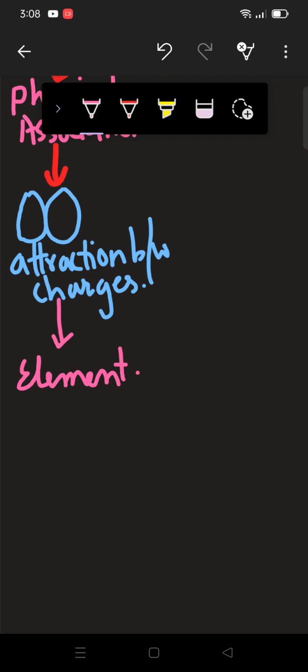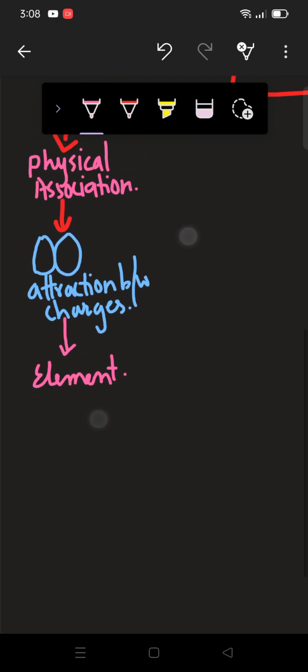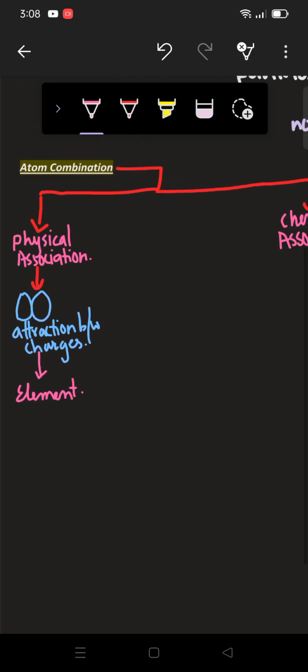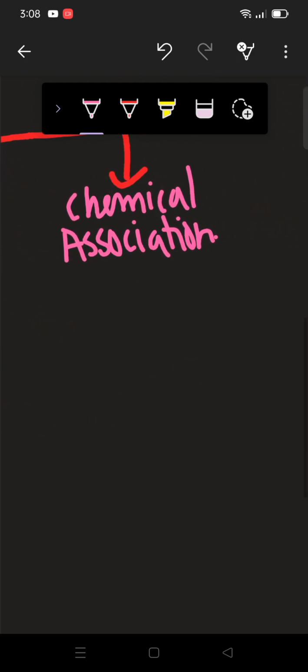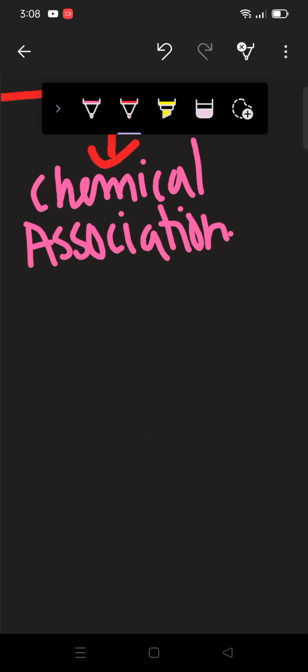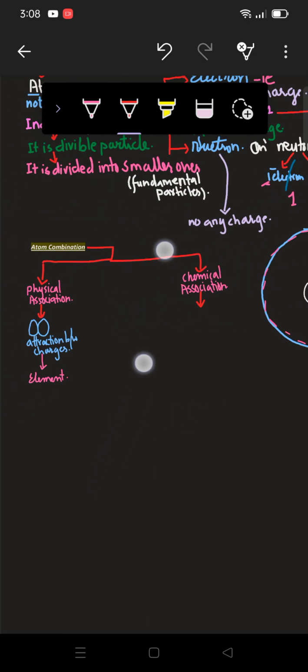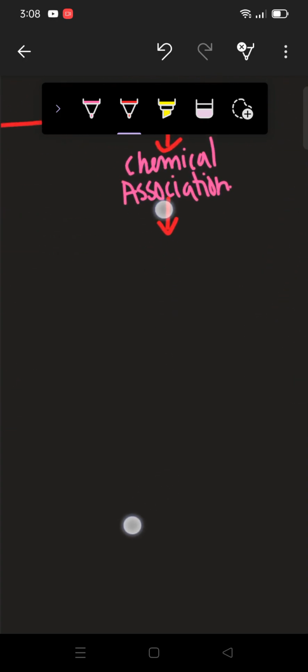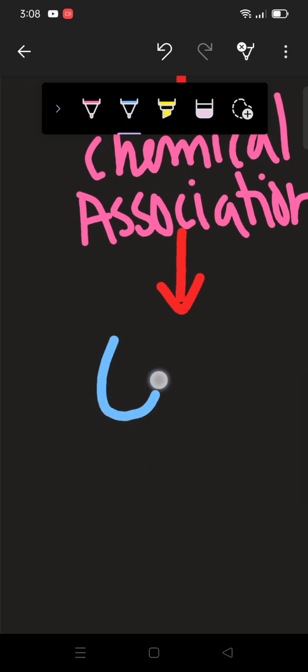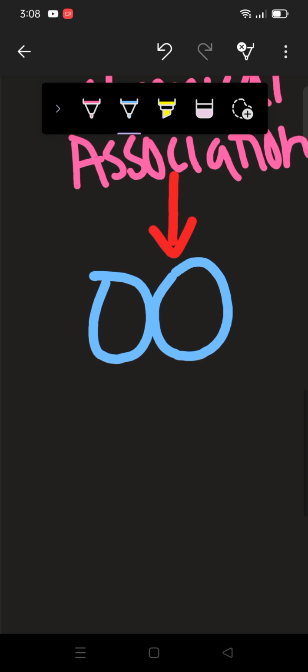Alright, so an element is nothing but the combination of two same type of atoms, combined together by physical association. There is an attraction in the charges, not between the electrons. In the chemical association, there is an attraction between their electrons. So here, for example, I have two atoms again, and now there is an attraction between their electrons. They are combined together by chemical association.